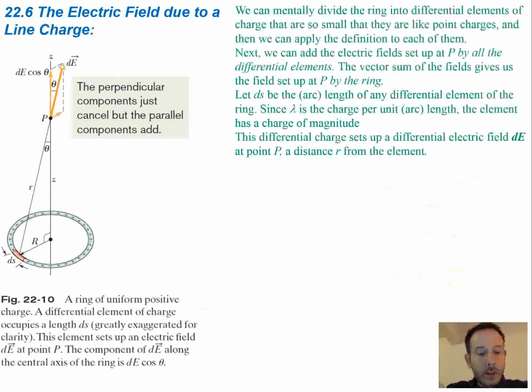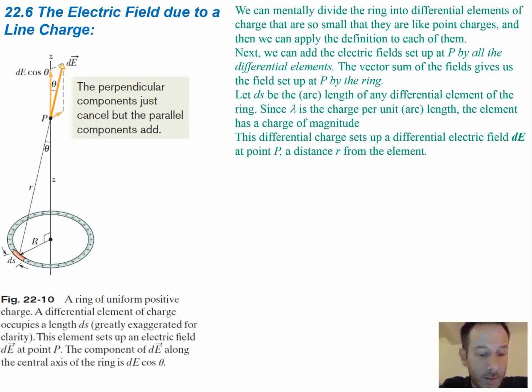All right, so we're given a ring of uniform positive charge. A differential element of charge occupies a length ds. If you notice over here, we have this ds, which is just an incremental distance. Then this element sets up an electric field, dE, at point P. So we have some point P, which is a distance away from the ring. Again, we're using our z-axis as our vertical axis here.